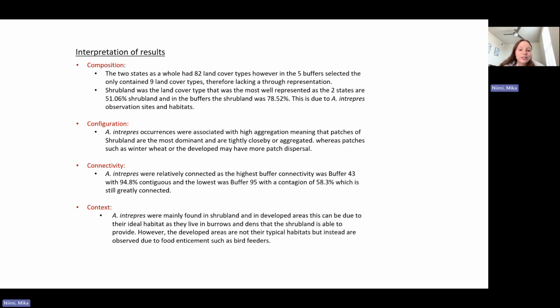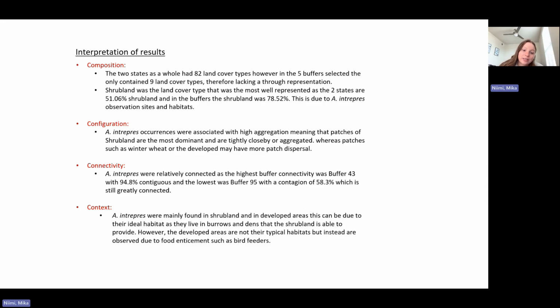Configuration: A. interpretus occurrences were most associated with high aggregation, meaning that patches of shrubland are most dominant and tightly enclosed, thereby aggregated, whereas patches such as winter wheat or the developed may have a more patchy dispersal.